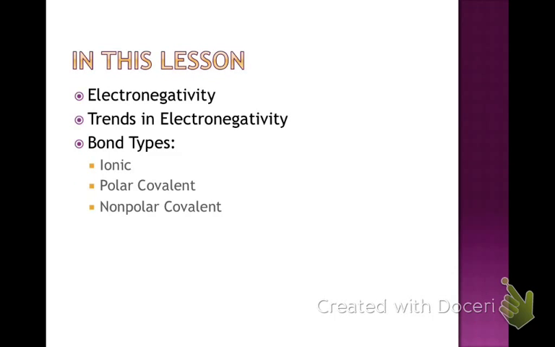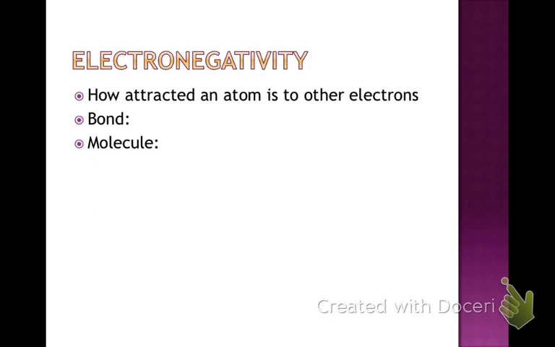In this lesson we're going to go over what electronegativity is, the trends in electronegativity, and the bond types that happen with ionic, polar covalent and nonpolar covalent in terms of electronegativity. Electronegativity is just how attracted an atom is to other electrons. You can find out if the bond is polar or nonpolar, or if the molecule is polar or nonpolar. If a bond is polar, we're going to have to look at the electronegativity difference.